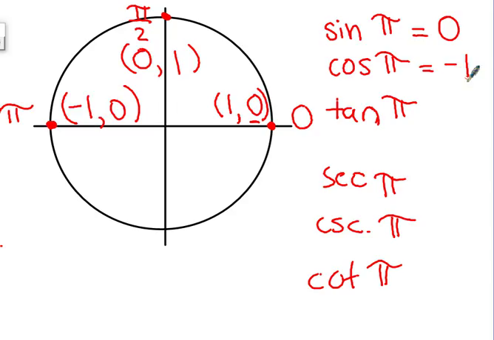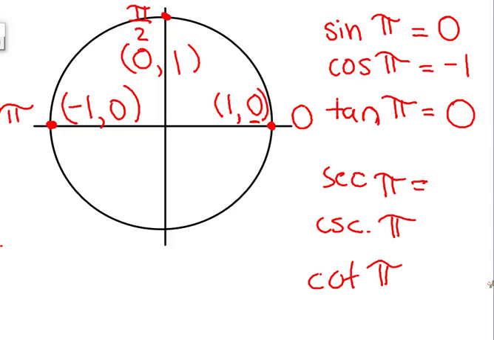Tangent is sine over cosine, the ratio of sine over cosine. And so when I take the ratio of sine over cosine, that gives me 0. So at 0 and pi, those two radian measures have a sine equal to 0, and they also have a tangent equal to 0. Just something you want to get memorized.